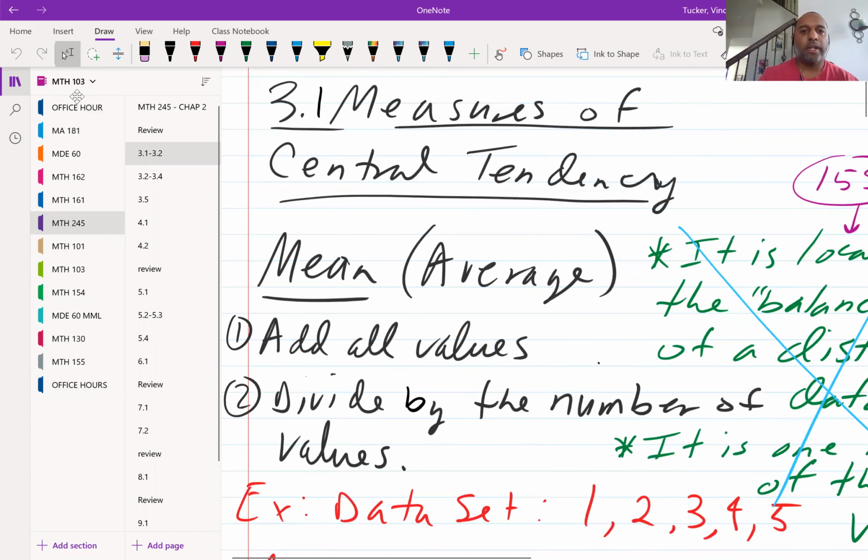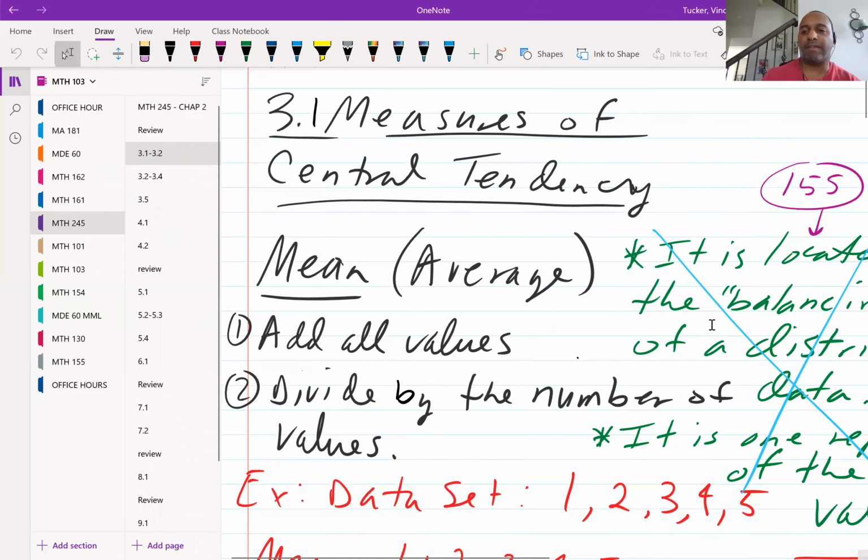All right. So we're looking at 3.1, measures of central tendency, starting off with the mean. This green statement over here is not for you. It's for my 155 class. Didn't have room, so I just wrote it over there. So just do the black and the red.